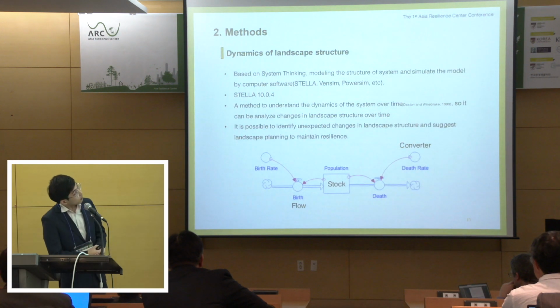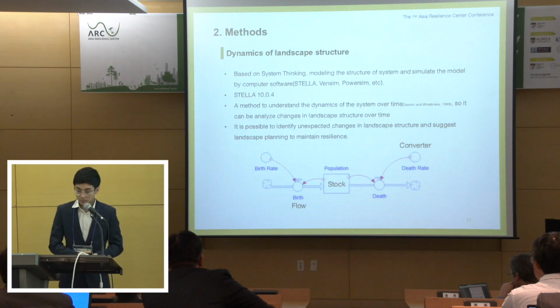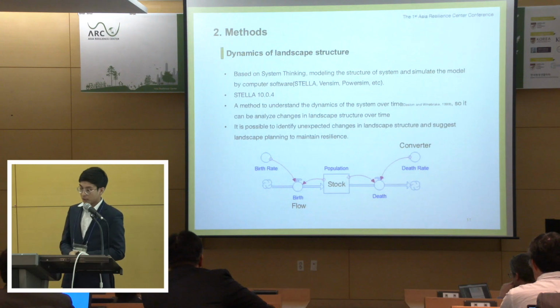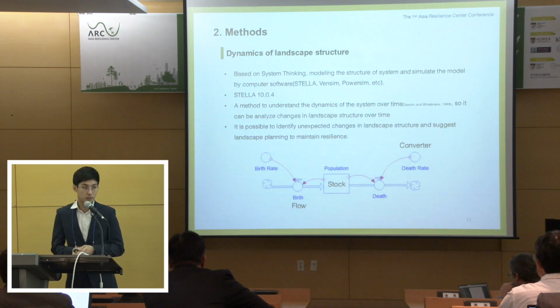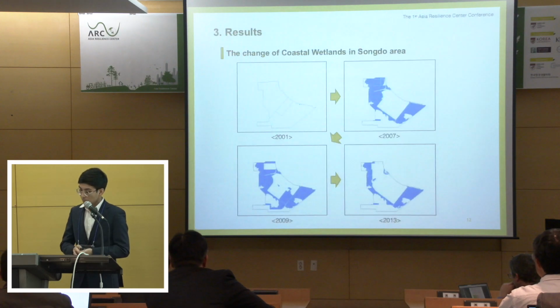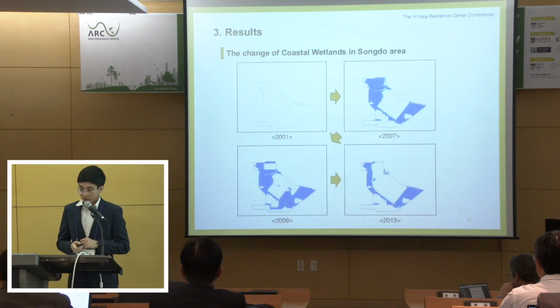Then the second method is the system dynamics method. This method is based on systems thinking, modeling the structure of a system and simulating the model by computer software. This method helps understand the dynamics of the system over time, and it is possible to identify unexpected change in landscape structure. So based on this method, we found some results.